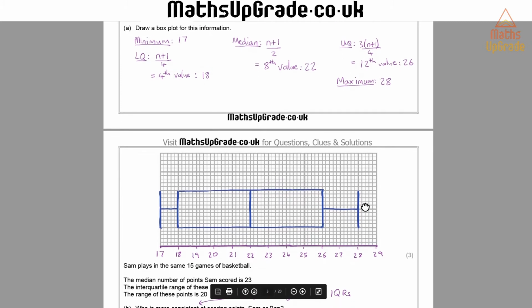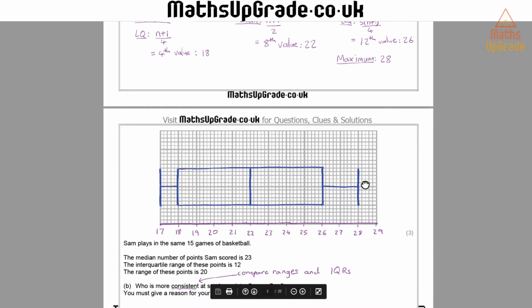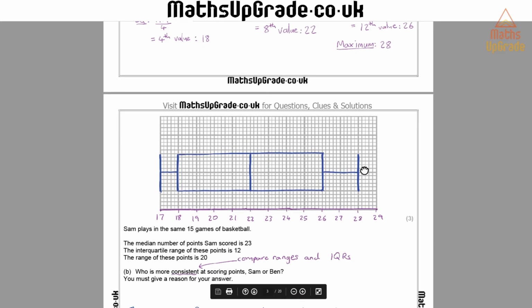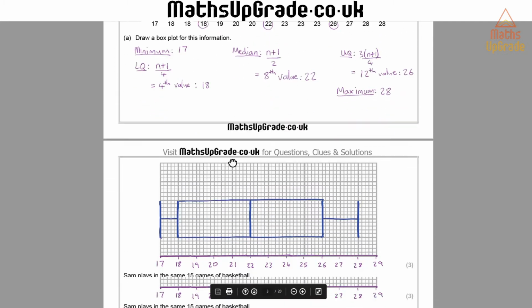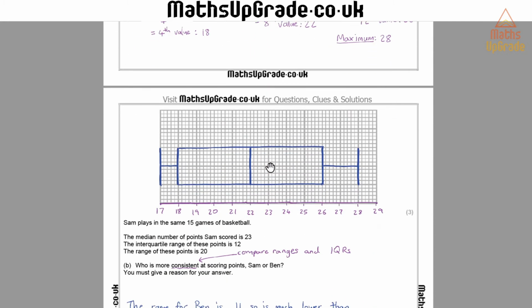The next part of the question, Sam plays in the same 15 games of basketball. The median number of points that Sam scores is 23. So straight away you can see Sam scores a slightly greater median. The interquartile range is 12 for Sam. Well, for Ben, the interquartile range was 8, since 26 take away 18 is 8. So Ben's interquartile range was smaller.